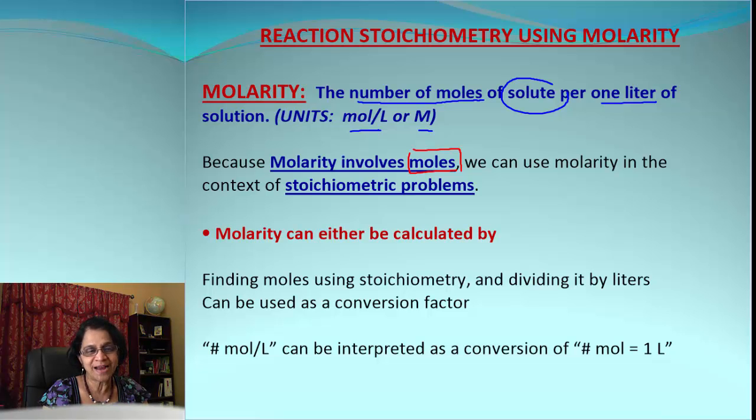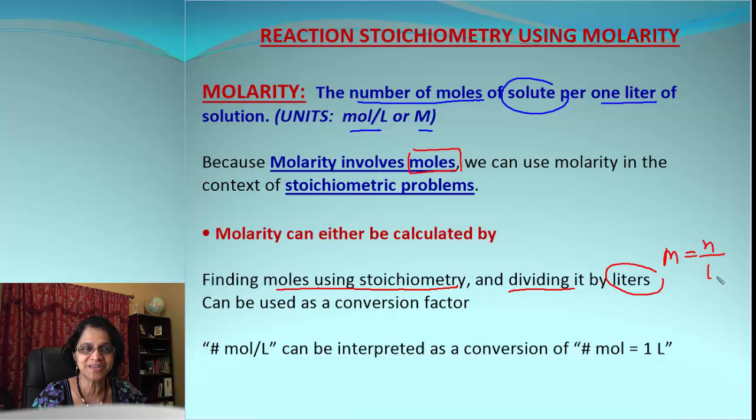So how can we calculate molarity? There are two different ways of finding molarity. One simple method is to calculate moles using stoichiometry, and then you divide those by volume in liters, because molarity is nothing but the number of moles divided by liters. You can also interpret the formula, number of moles divided by liter, as number of moles equal to 1 liter, and then we can find out how many moles we need to dissolve in a given volume of solvent.